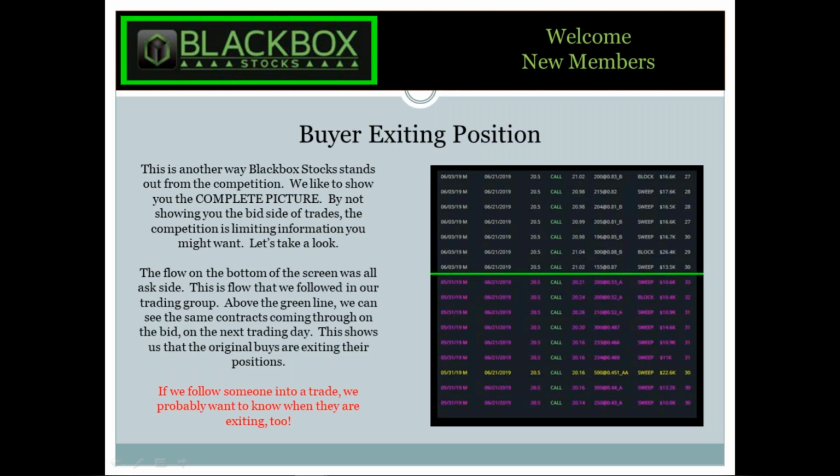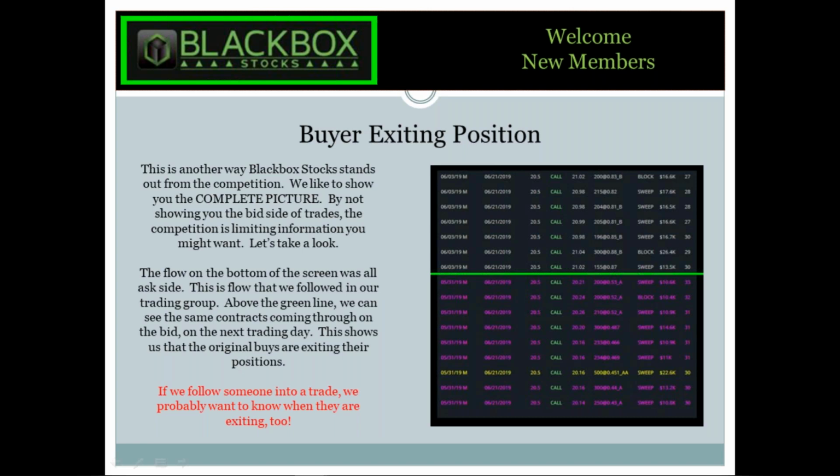When I said before, the bid side activity shows when someone's exiting a position. This is a trade the room took. This is Macy's. This was on a Friday. We saw all of this activity on a Friday coming in ask side, sweeps, above the ask. We followed this particular trade. This was 5/31, a Friday. 6/3 was Monday. We saw the same contract, and now you see it trading on the bid. So we know that this trader opened the position Friday. These are all ask side. Come Monday, we see the same contract bid side. We know they're closing out of their position.